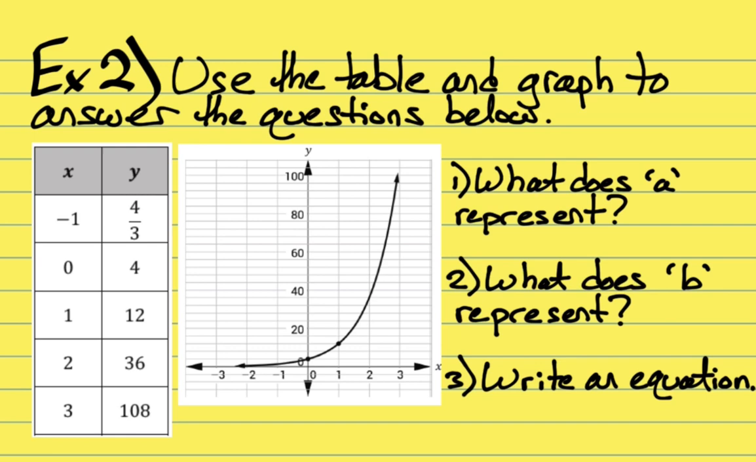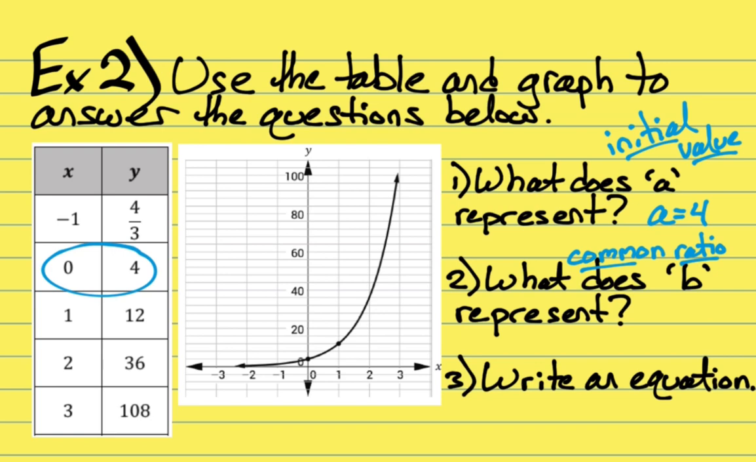Use the table and graph to answer the questions below. And let's start with number 1. What does A represent? Well, we know from this lesson so far that it's the initial value, which means it's the starting point. So let's look at where the x value is 0. And we can see that the output of y is the number 4. So that means A is going to equal 4.